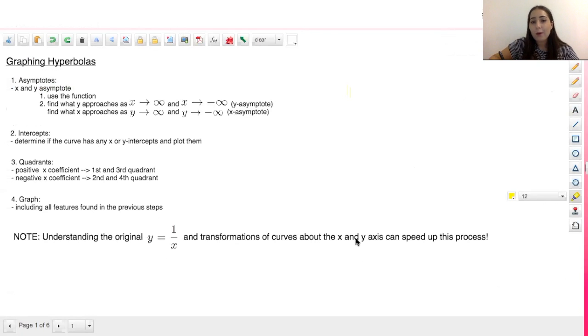So in this video, we're going to be looking at graphing hyperbolas. We're going to go through some simple steps you can follow when graphing them. And we can also look at a shortcut, an easy way to graph these hyperbola functions, provided that you do know what the original graph looks like.